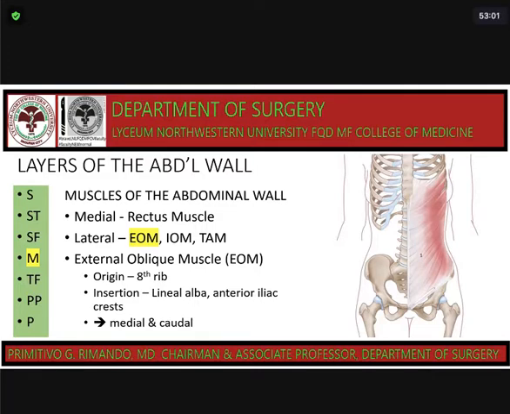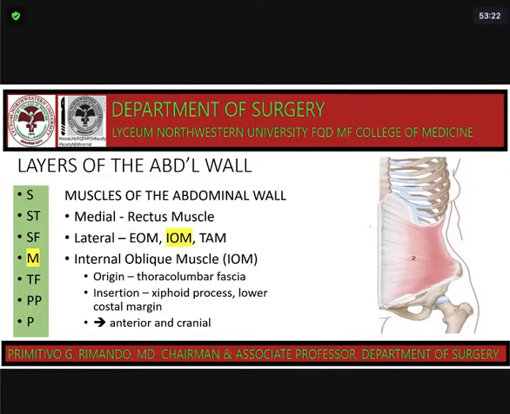So the muscle fibers go towards, the arrow is here, medial and caudal. So it goes towards the middle and downward, medial and caudal. So that is your external oblique.